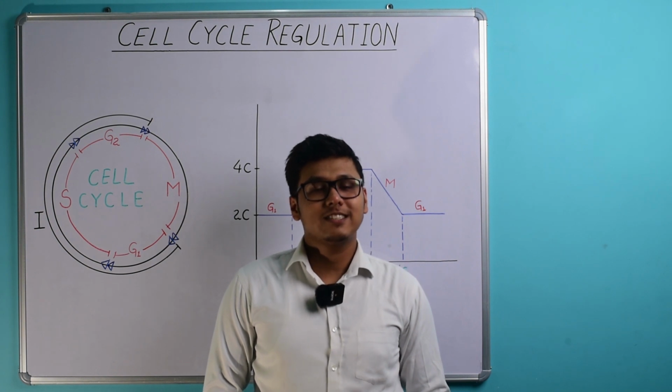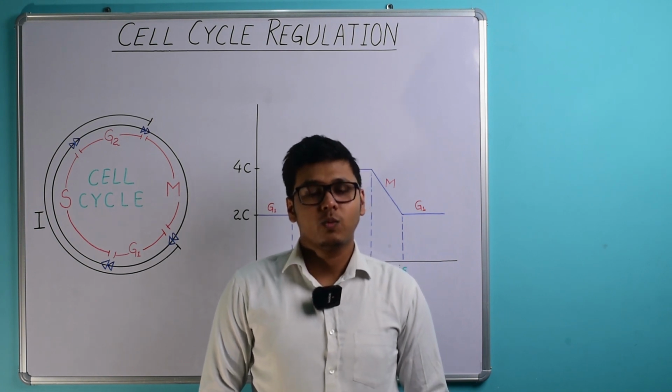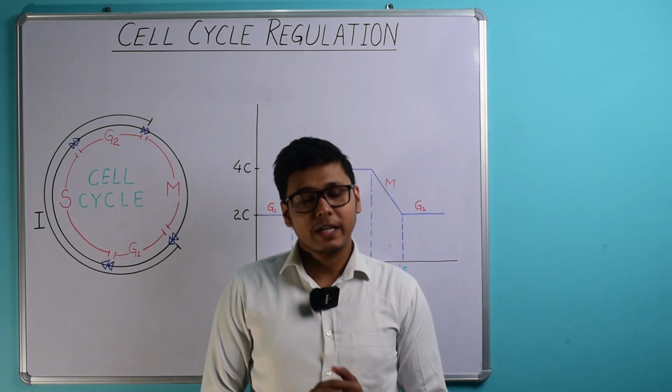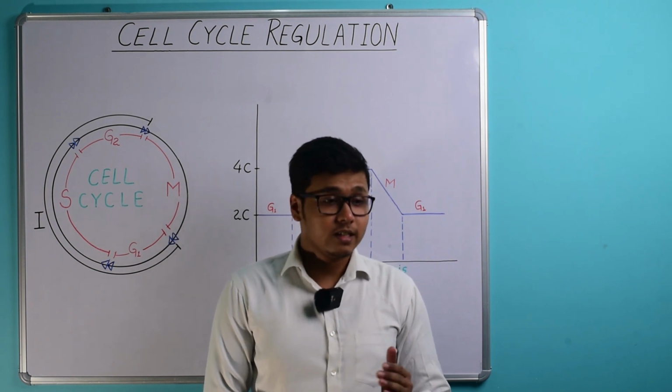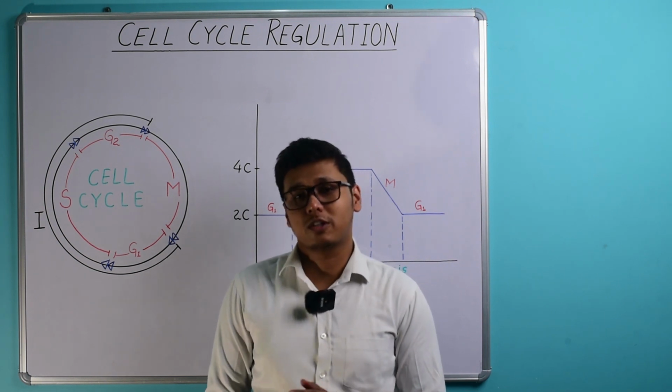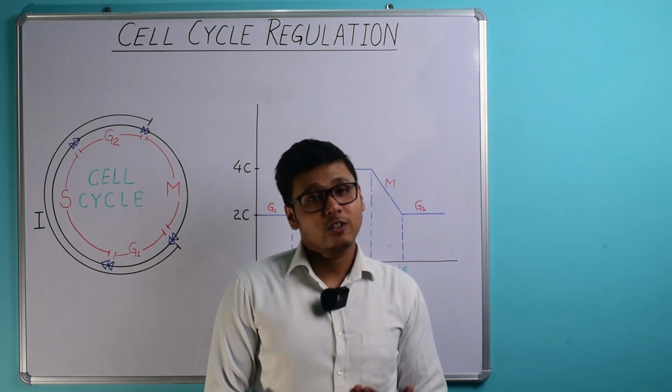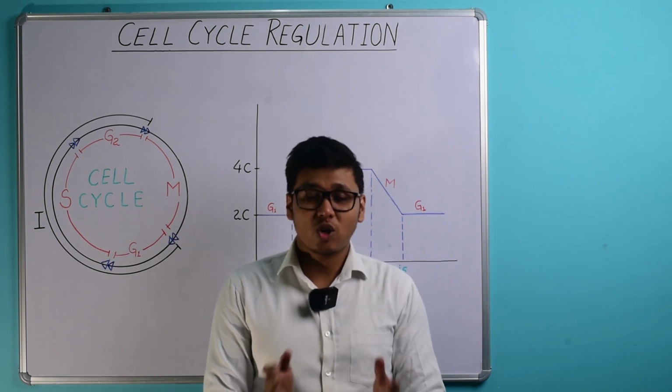First of all, let's start with what is cell cycle. Well, we already know about that, right? Cell cycle is a series of events in which a cell grows, replicates its DNA, and then divides mitotically into 2 daughter cells. And then this series of events repeat in the daughter cells as well. So it is a cyclic event.